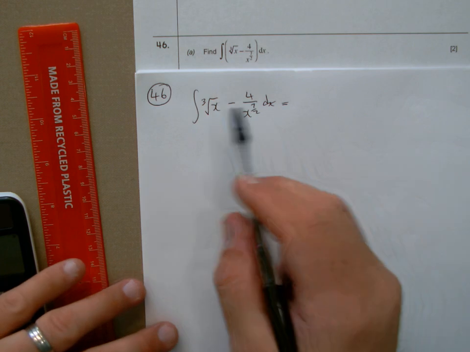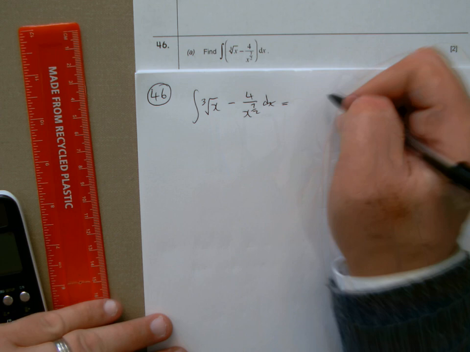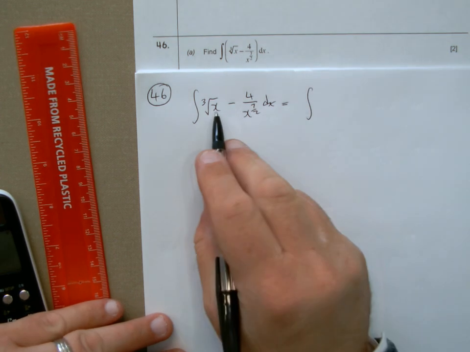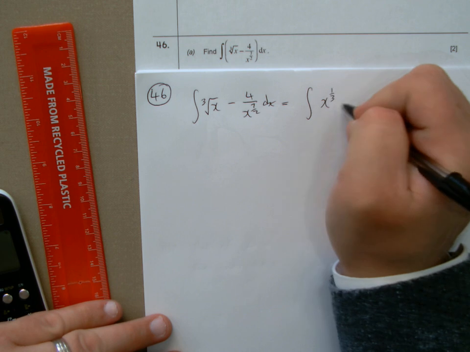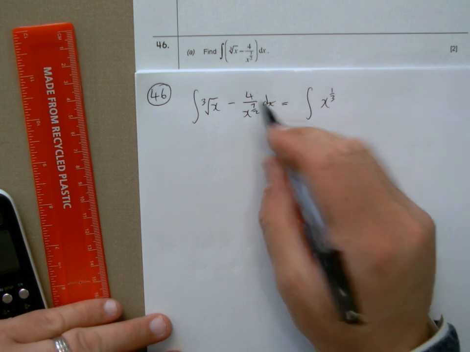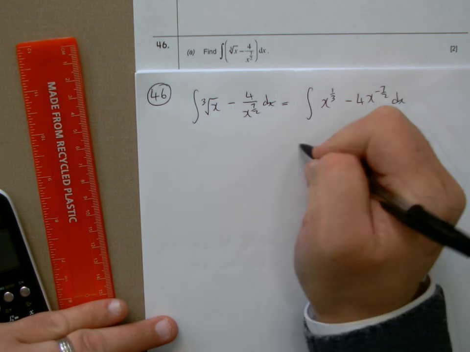So 46 here, we're asked to integrate this with respect to x. Before we do that, of course, we need to write this as a power. So it's cube root of x, it will be x to the power 1/3. x on the bottom here, so take it up. So that'll be minus 7 over 2 here, with respect to x.